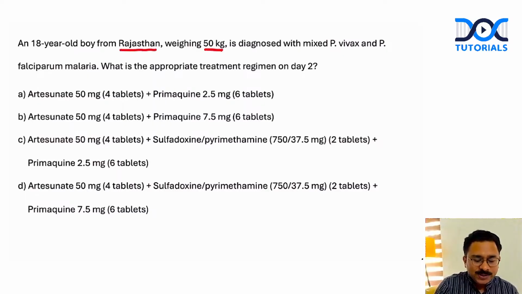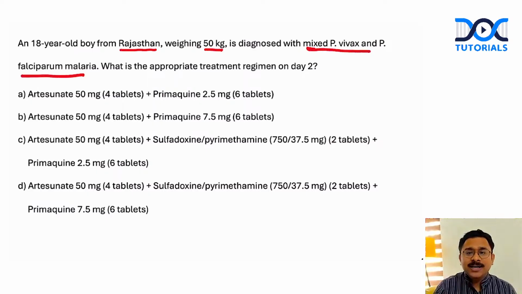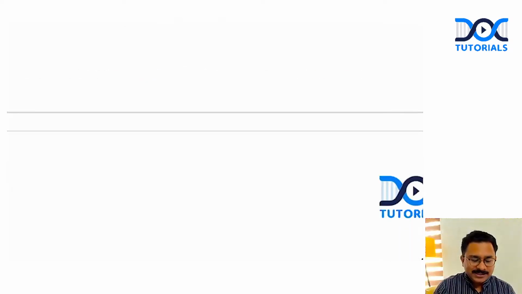He is diagnosed with a mixed vivax and falciparum malaria. Now we have learned about management of falciparum malaria, vivax malaria, but this time they are talking about a mixed infection, that is with both vivax and falciparum. What is the most appropriate treatment regimen on day 2? Day 2. Now, what about the options? You look at the options. I want my children to see or to comment what is the answer. I'll just wait for your comments.